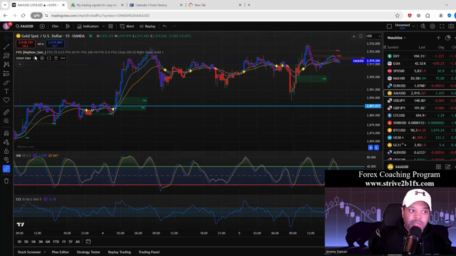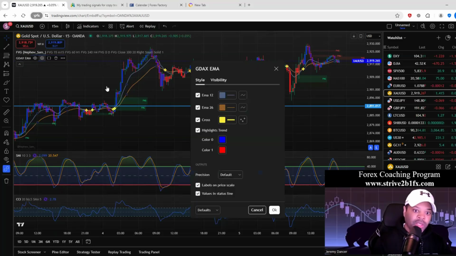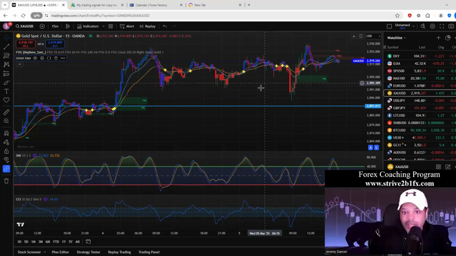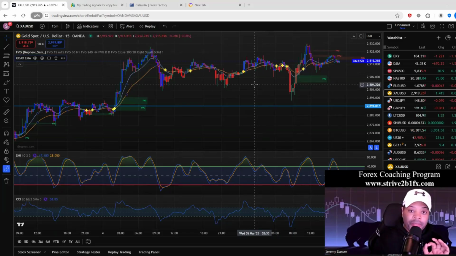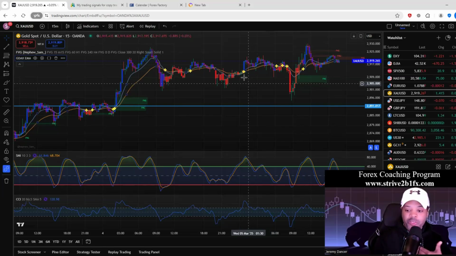So if you scroll over and you click on settings, you can see you can change the colors. If you prefer to have something other than a cross, you can do that. So I like it. Okay, but now let me show you the key, well, at least for me, to using this strategy. And let's look at the Trendline Pro.